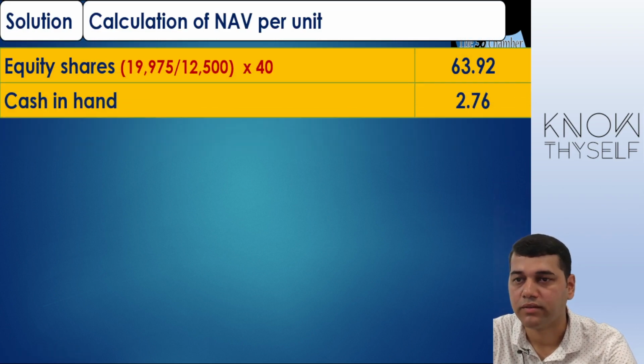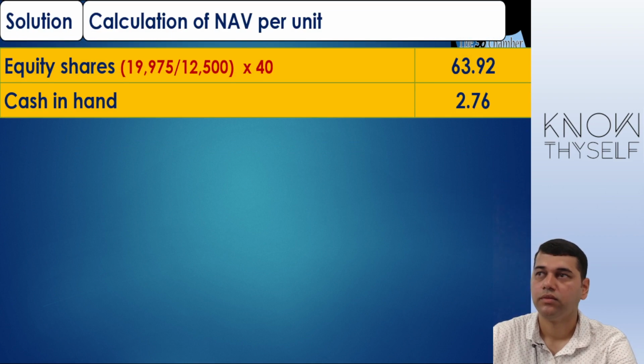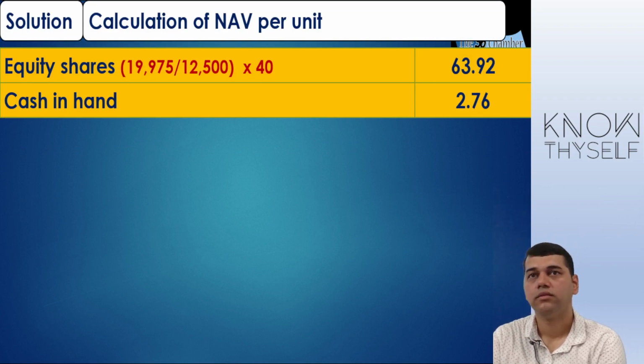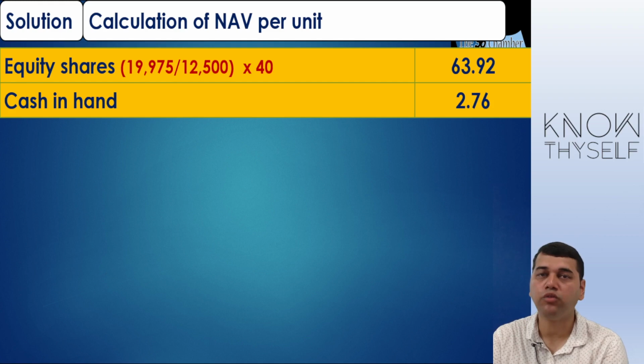Two point seven six. Clear, no? No confusion here. Because in one of the problems they deducted all the expenses paid from the cash in hand. Here they have not done it, but we know we have to deduct it. On the contrary, in the exam they may not give that operating expense at all.